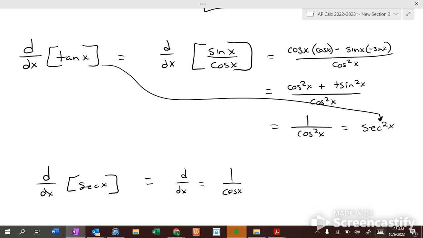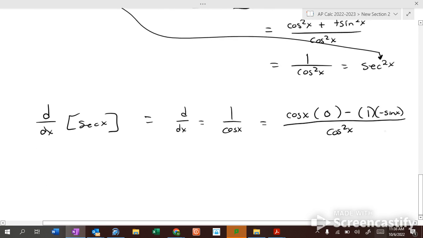So if I'm going to do the quotient rule, it would be cosine of x, the denominator, times the first derivative of the numerator. What's the first derivative of 1? 0, minus the numerator 1 times the first derivative of the denominator, which is negative sine of x, all over the cosine squared of x.